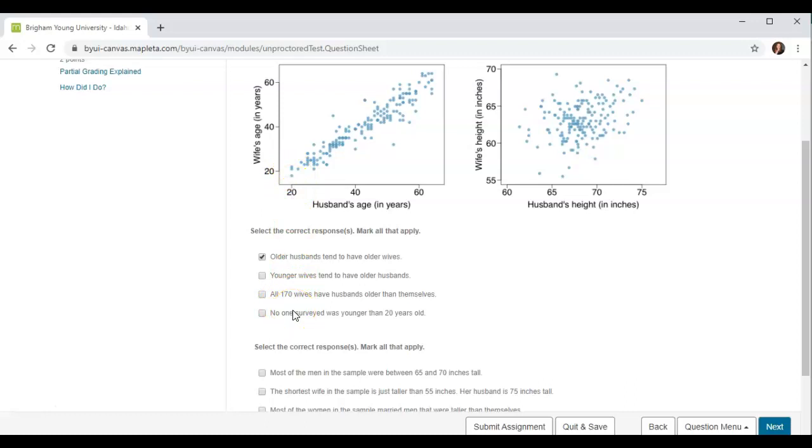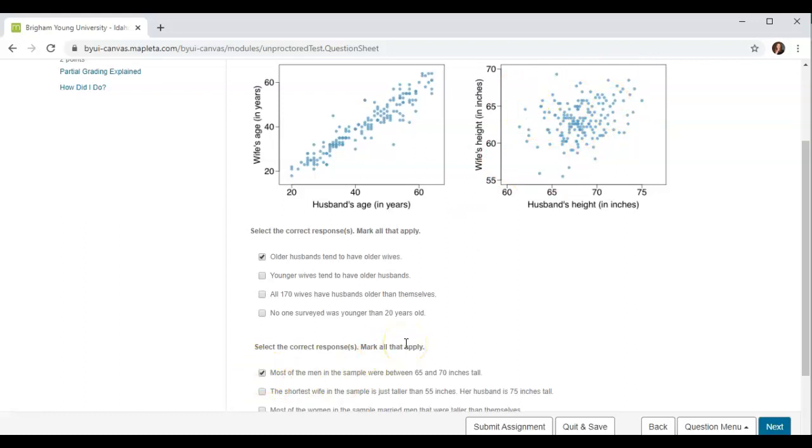The next, select the correct responses and mark all that apply. This one's referring to the height over here. Most of the men in the sample were between 65 and 70 inches tall. Yeah, we actually have a really good chunk right here of the data points. We have some sparse stuff on the side, but I would say that most of them are between that.